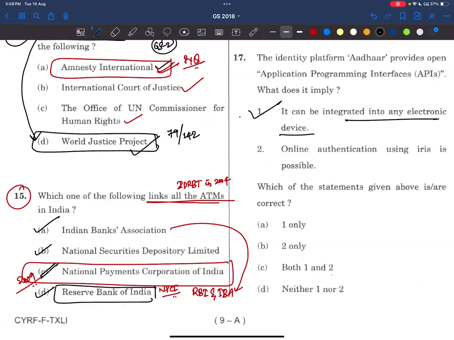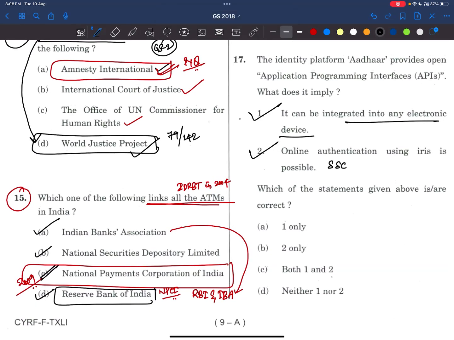Now, online authentication using iris is possible. Yes, I hope you people may have applied to SSC CGL. In the recent notification has come now. So they have asked to install the Aadhaar app, where it has taken the facial biometric from us through phone only. I hope people who have applied for SSC CGL, they might be knowing, right? So both statements are correct. Answer is both 1 and 2.